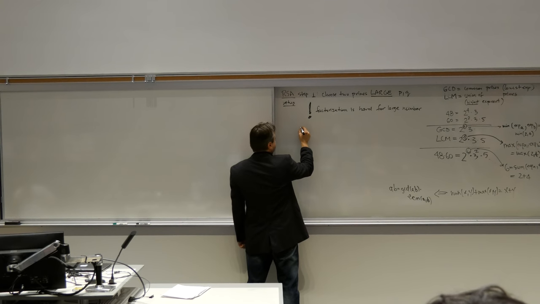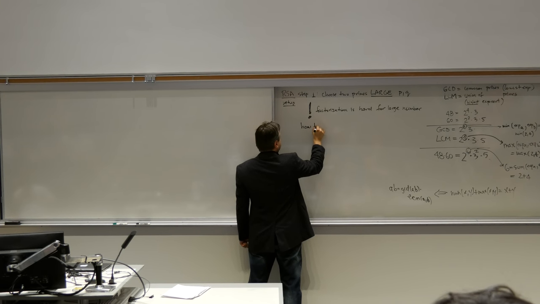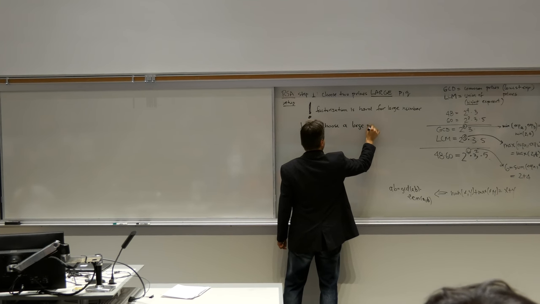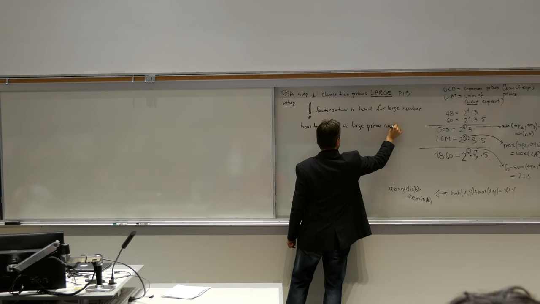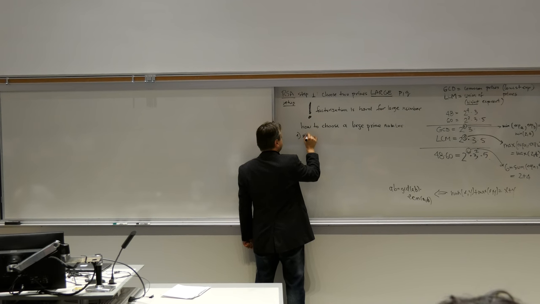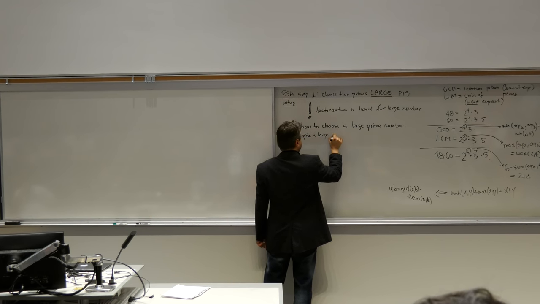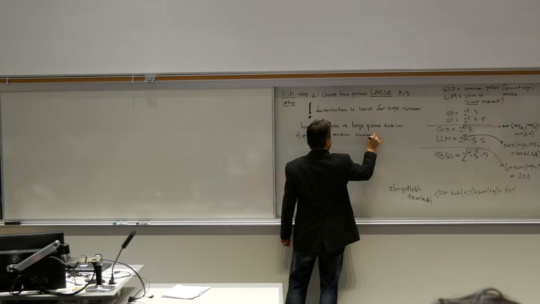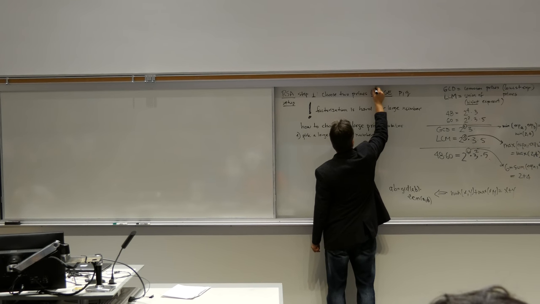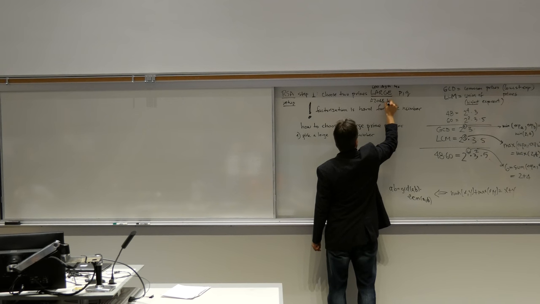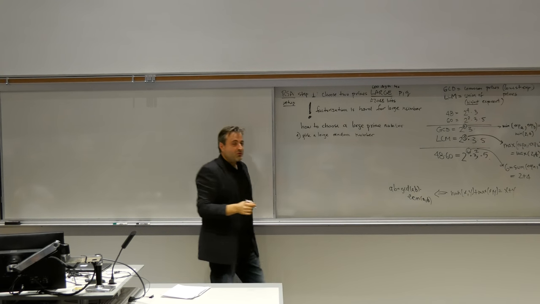And the strategy is how to choose a large prime number. There are two steps. Pick a large random number. By large, I mean about 600 digits in base 10, which is equivalent to 2048 bits. So these are really large numbers.